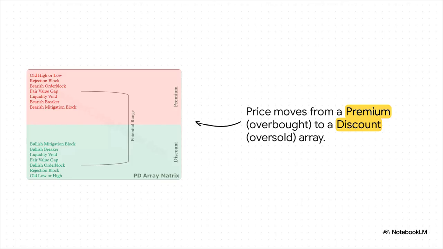And this slide right here lays out the core concept perfectly. See, the market is always in one of two states. It's either at a premium, which you can just think of as overbought, or it's at a discount, which is basically oversold. Price is always seeking to move from a premium level, like one of these red ones up top, down to a discount level at the bottom. And of course, the reverse is true. It'll move from a discount all the way up to a premium. This is the engine that drives price movement.